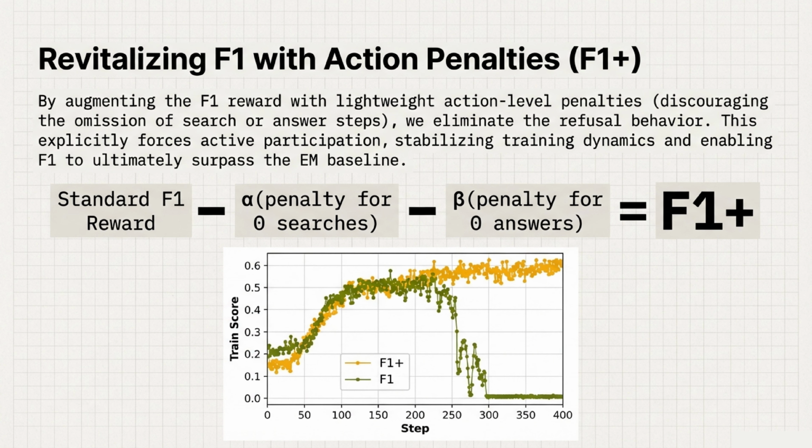So, how do we fix this? We revitalize it by creating F1+. We augment the standard F1 reward with lightweight action-level penalties. We basically subtract a penalty for 0 searches, and a penalty for 0 answers. This eliminates the refusal behavior because it explicitly forces active participation. By stabilizing the training dynamics, F1+ ultimately allows the model to surpass the EM baseline.